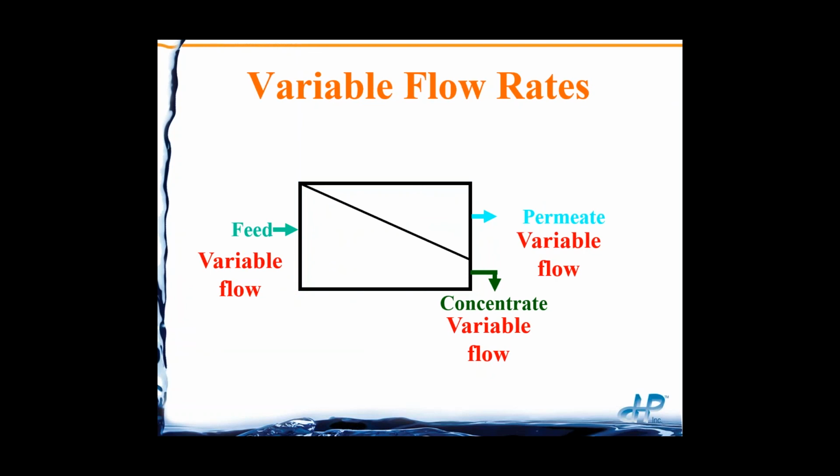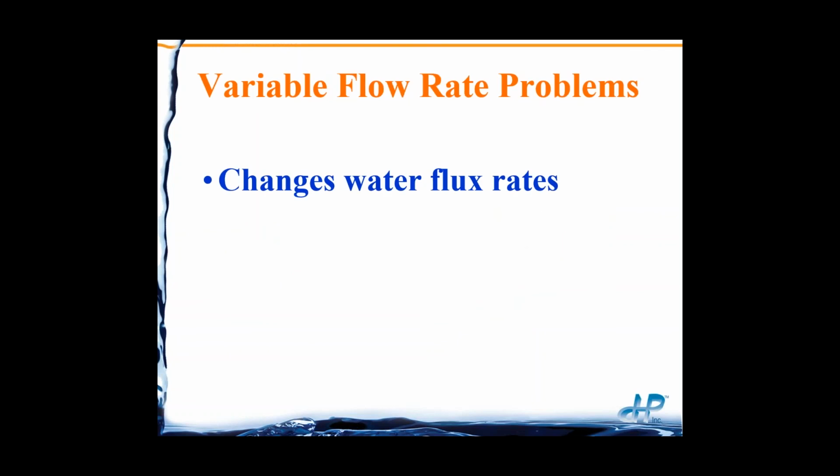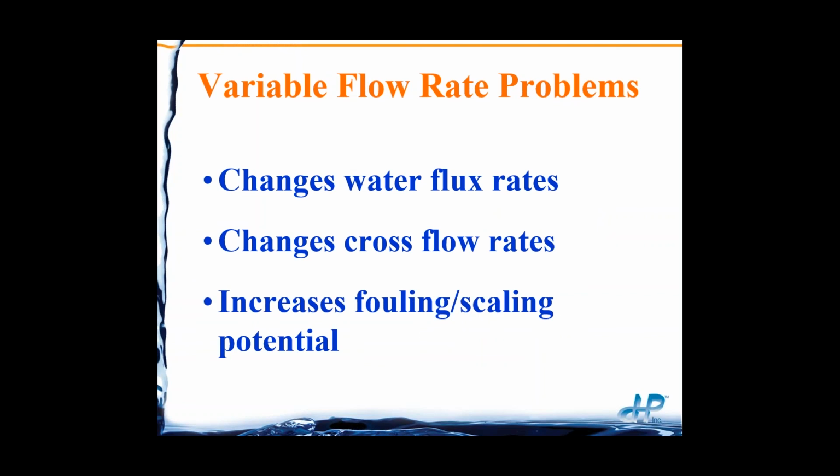The second area was variable flow rates. RO units really shouldn't be operated, in my opinion, with variable flow rate. So whatever the design flow rate is, you operate the RO unit at the design feed, permeate, and concentrate flow rates, or you turn it off. And the reason for that is varying it changes the water flux rate, so it changes the fouling and scaling potentials, and it changes the cross flow rates. Both of those impact fouling and scaling potential.